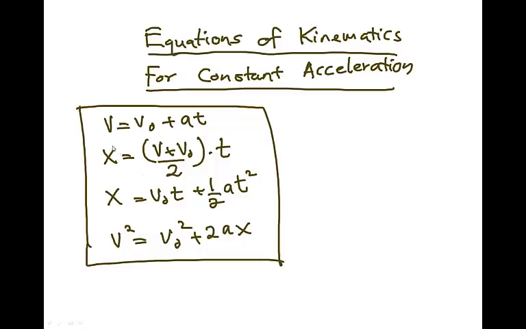And the second equation is x equals (v plus v naught) over 2 times t. The third equation is x equals v naught t plus 1 half a t squared. And the fourth equation is v squared equals v naught squared plus 2ax. In the kinematic equations, x means the displacement, not the position. Okay, so that's the difference.